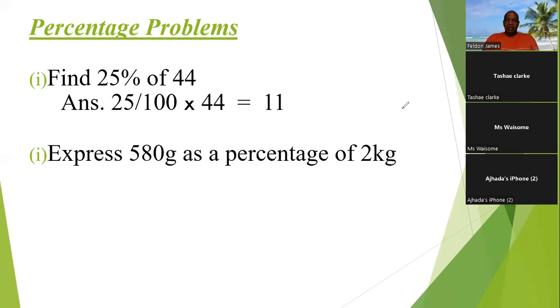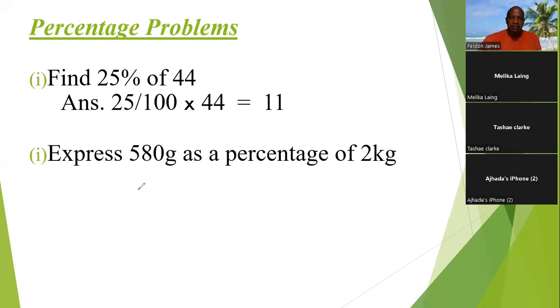Anybody else want to share their answer with me? Ms. Leng, would you like to explain your answer? Are you there, Ms. Leng? Are you hearing me? Yes, sir. All right. So give me what you have for your answer. I got 29%. All right.